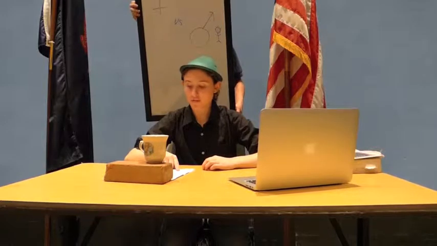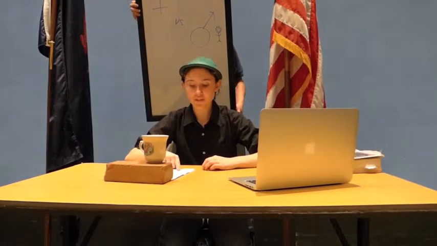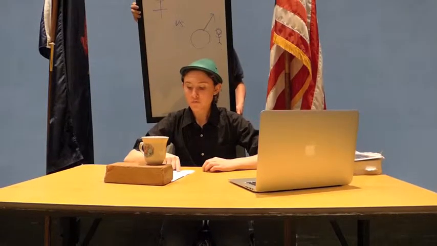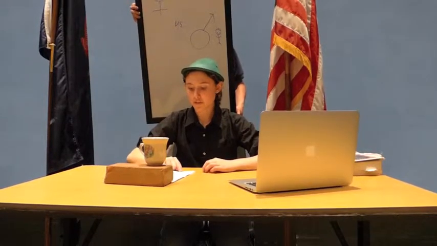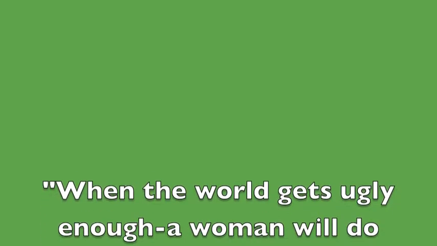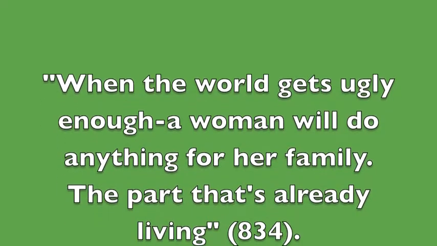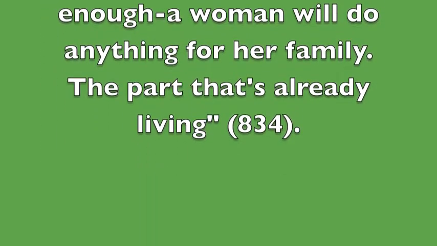In fact, throughout the whole play, Ruth is one of the only characters that is not selfishly struggling to achieve her own dream. Everything she aims to do is for the good of the family. Ruth even contemplates having an abortion in order to save her family from the added economic pressure. On page 834, Lena says, "When the world gets ugly enough, a woman will do anything for her family, the part that's already living."